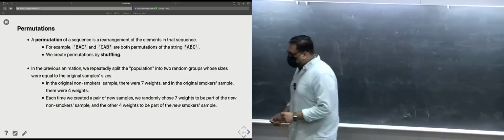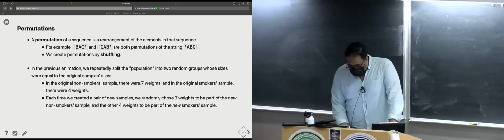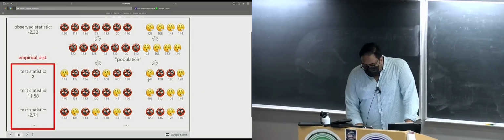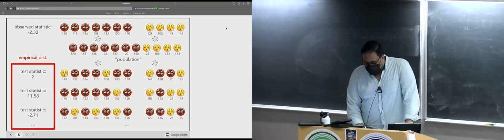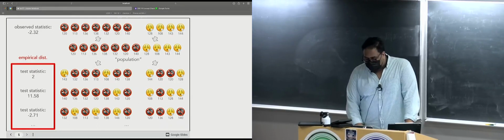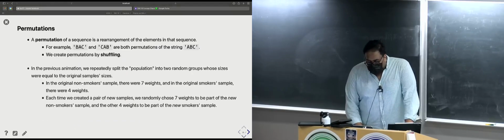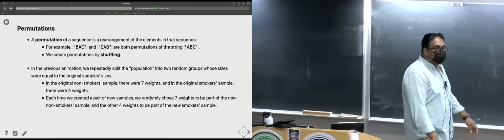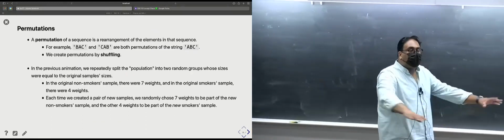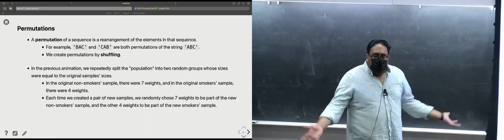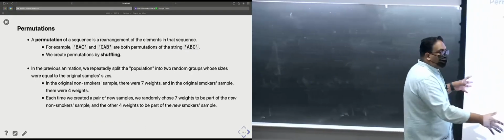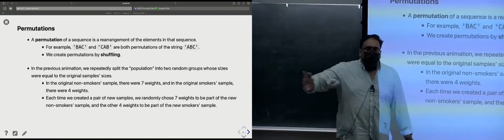If I go back here, each of these rows, 1, 2, and 3, were just shuffled versions of this row. We agree with that? I shuffled to get here, shuffled again to get here, and shuffled again to get here. All I was accomplishing by doing this shuffling was picking 7 of my data points randomly and putting them in one group, and the other 4 I put in the other group.